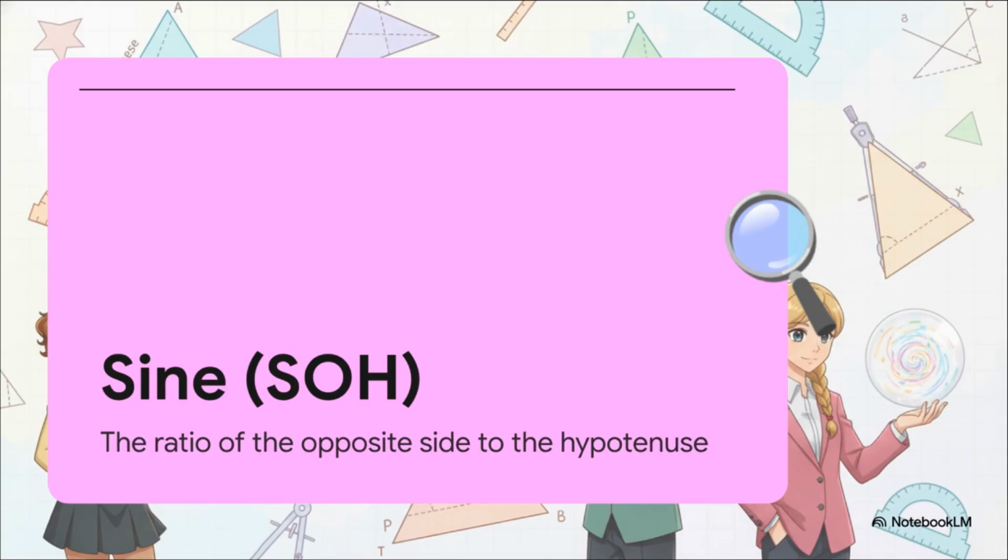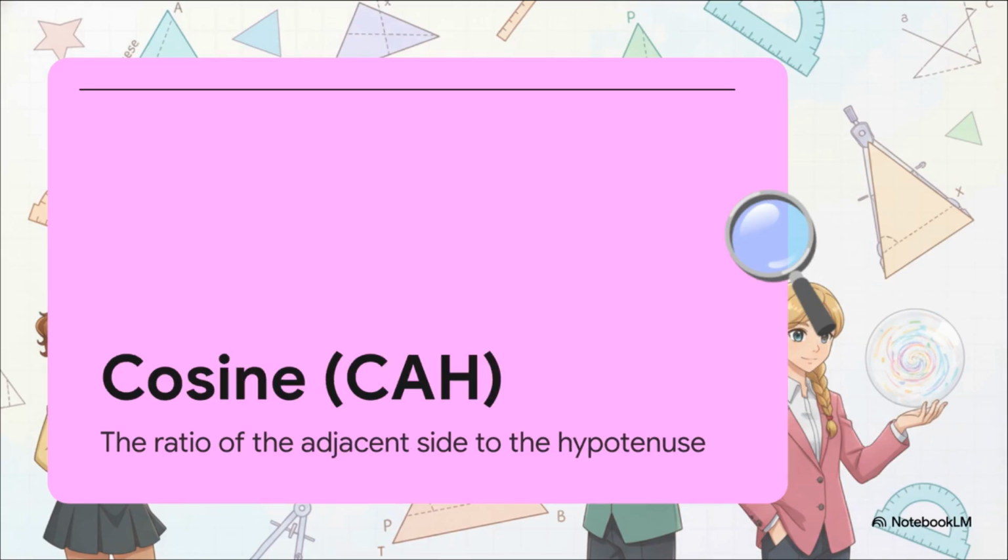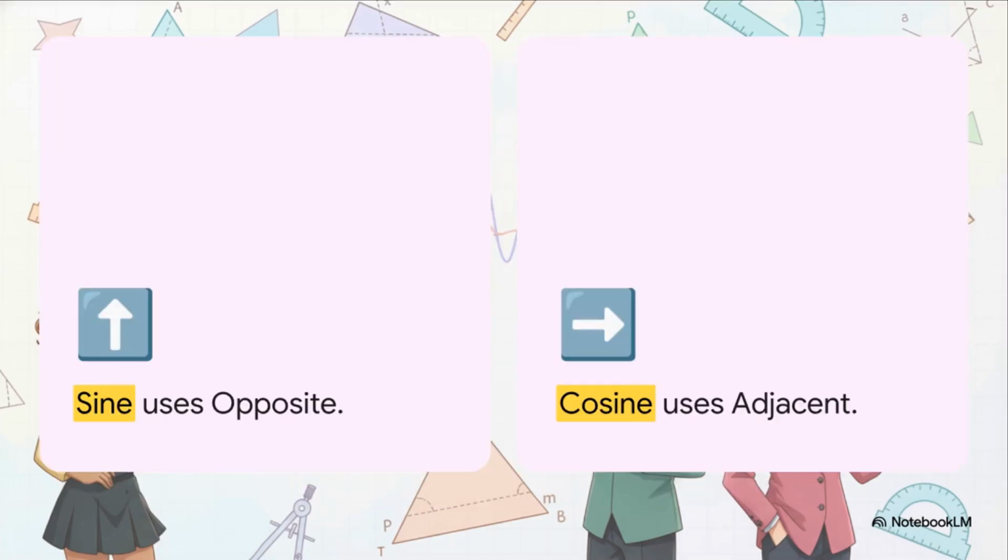You pull out the sine ratio when your calculation involves the side directly across from your reference angle and the longest side of the triangle. Next is cosine, which is represented by CAH. CAH stands for cosine equals adjacent over hypotenuse. You're going to use this ratio when you're working with the side right next to your reference angle along with the hypotenuse. And notice the really fundamental distinction between sine and cosine here.